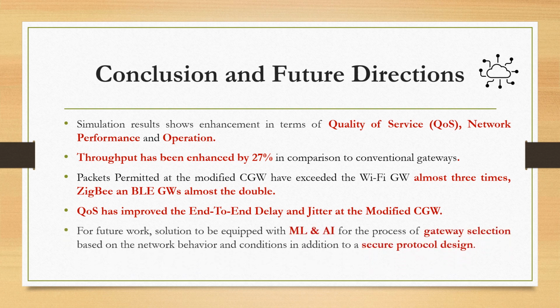And for the future work, as we have mentioned in the solution framework slide, there are 2 other tiers, but these were not the scope of this paper. These two tiers will be responsible and equipped with machine learning and artificial intelligence for the process of intelligent gateway selection, which will be based on the network behavior and condition, in addition to maintaining a secure protocol design.